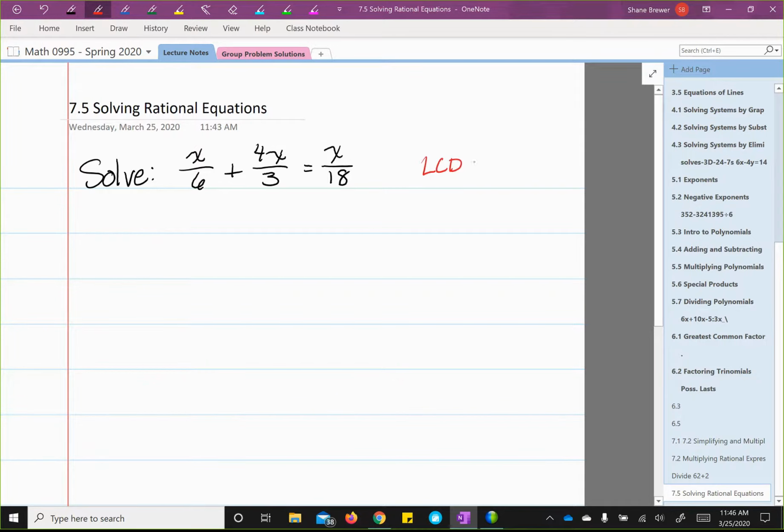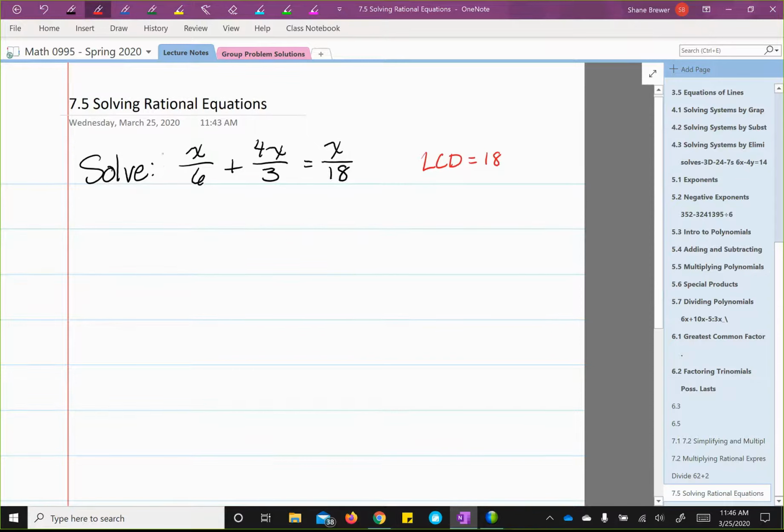What would the LCD be here? 18. We look at the 6, the 3, and the 18, and so the least common denominator would be 18. So we're going to multiply this left side by 18 and this right side by 18. Actually, 18 over 1, right? And so let's do the right side first. Because look what happens. I get 18x over 18 times 1, right, when I multiply. But then the 18s will cancel out, right?